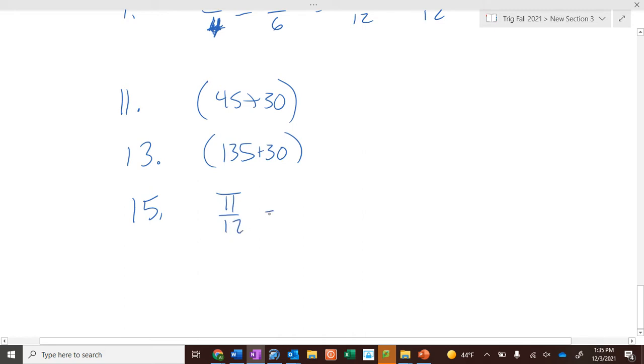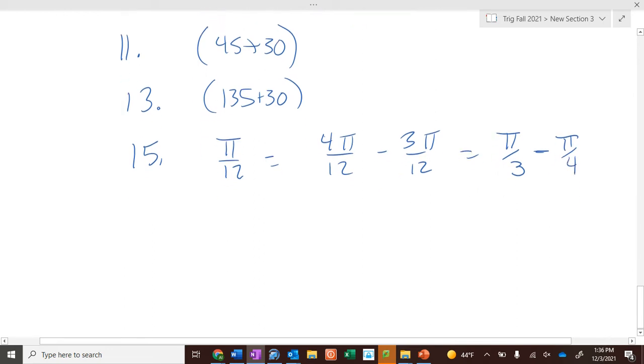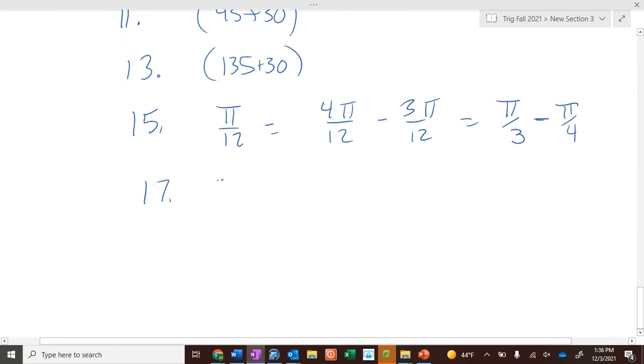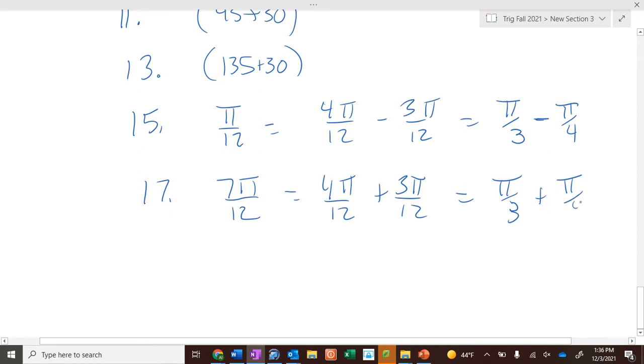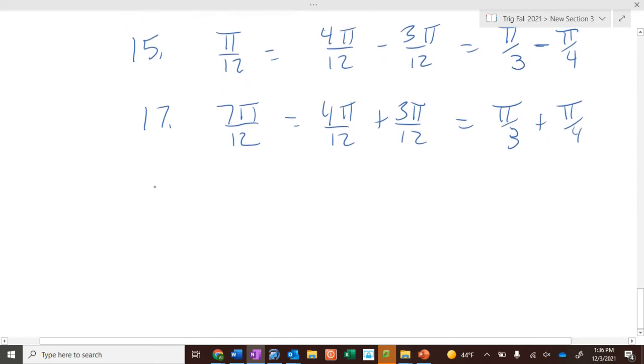What makes pi over 12? Well, it's 4 pi over 12 minus 3 pi over 12, correct? And what's 4 pi over 12? Pi over 3. And 3 pi over 12? Pi over 4. 17. 7 pi over 12. Well, geez, that's easy. It's 4 pi over 12 plus 3 pi over 12, which is pi over 3 plus pi over 4. Okay?